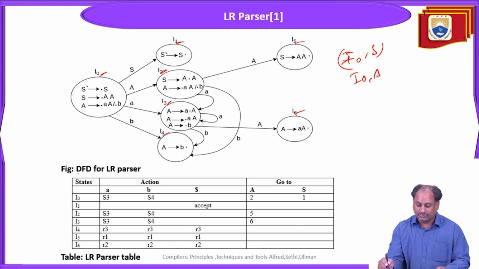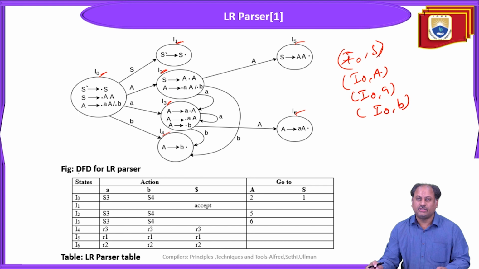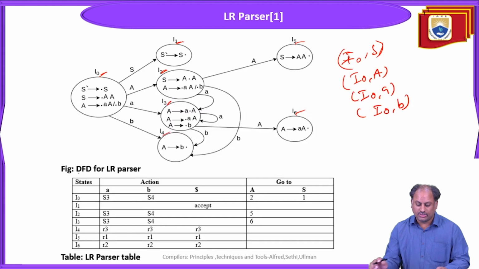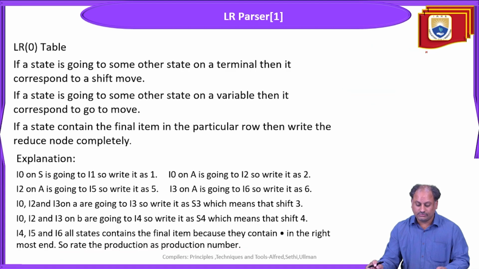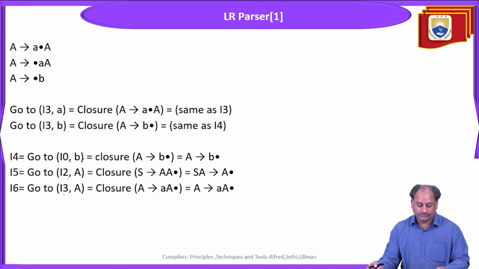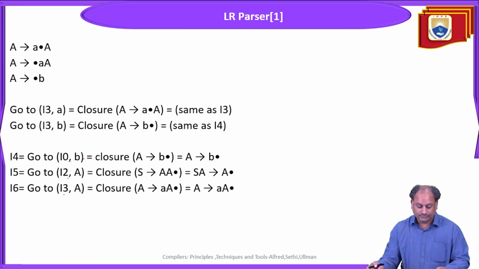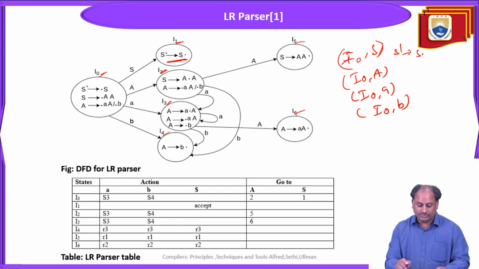Similarly, I0 with capital A, I0 with small a, I0 with small b. So these are the ones that are to be processed. So what is capital S? I0 with capital S. That's why I have written I0 with capital S; what are we getting? We are getting S' as S dot. So here we got this one. What is I0 with capital A? I0 with capital A, that is to be written as S derives A dot A, once again dot A.